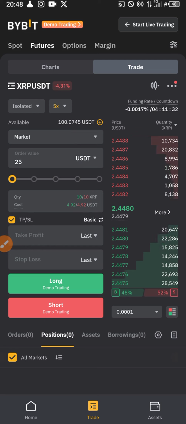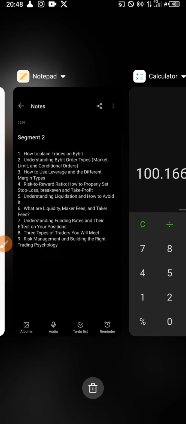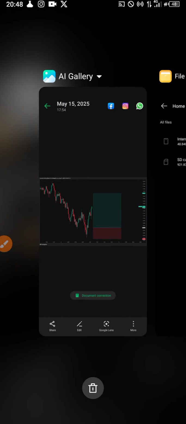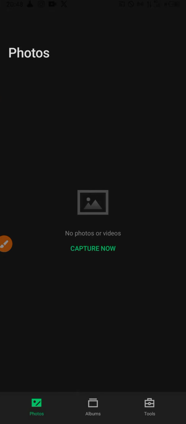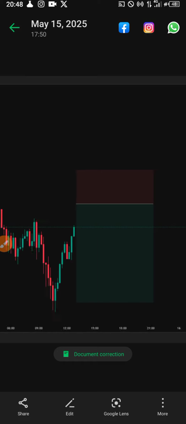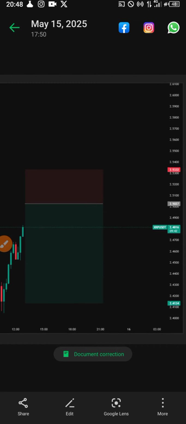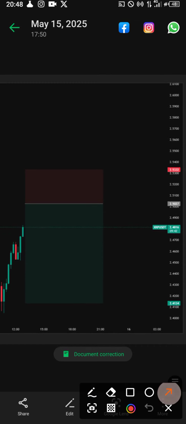So let's quickly place a trade. I want to show you guys how to calculate your liquidation price. So let's say I send a screenshot to the group chat, how to interpret it. Something like this screenshot now. You can see this is Ripple USDT. If you check this screenshot, we have some values here. This is a short position.